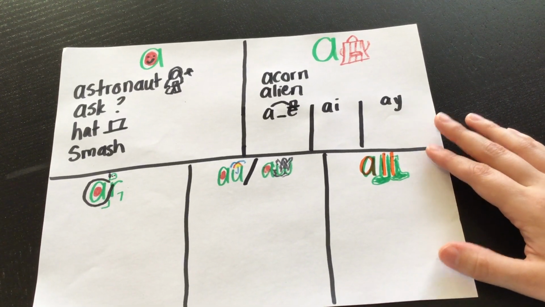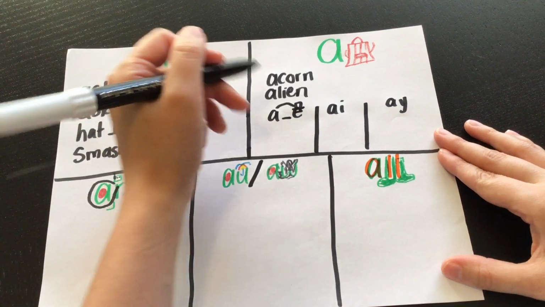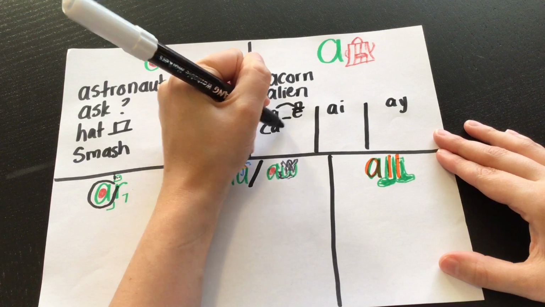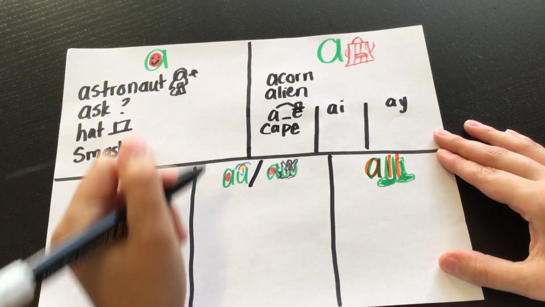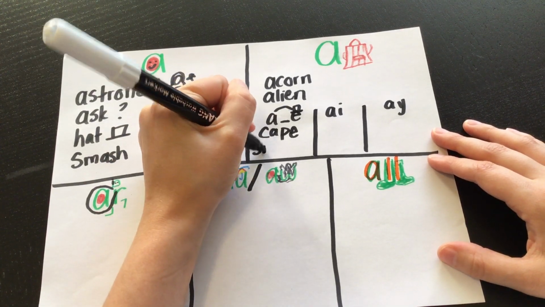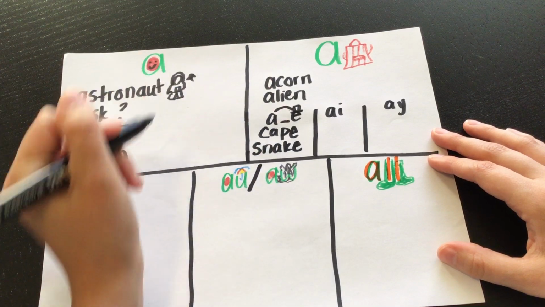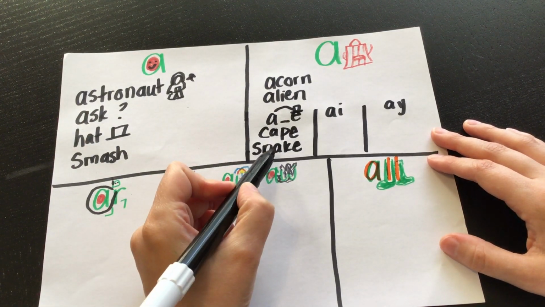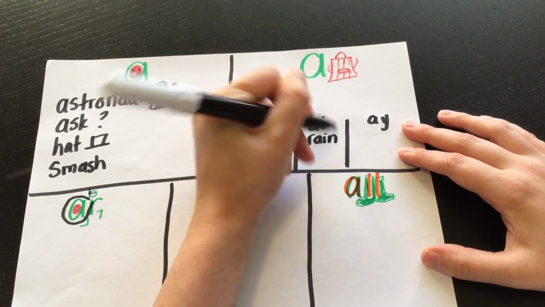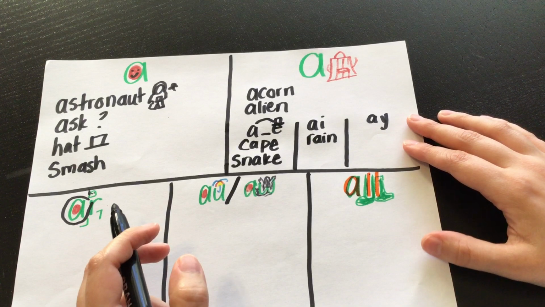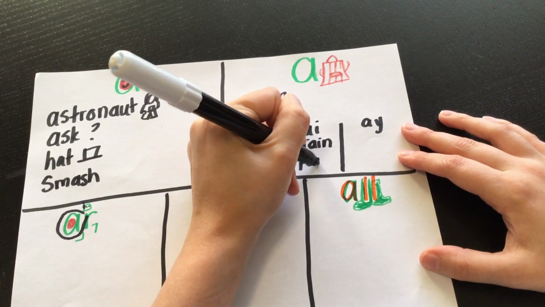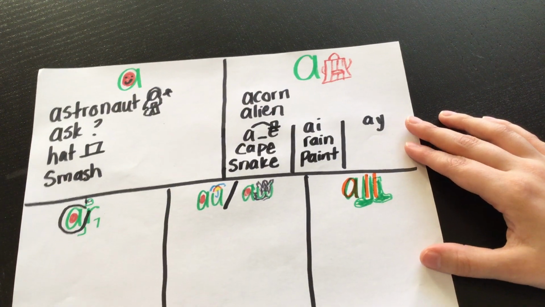So let's think of some A magic E words, right? Something like cape, right? We hear that Mr. A sound in cape. Or snake, right? We hear that Mr. A sound. AI words, we've got words like rain, right? Or rainbow or train or weight. We also have words like paint, painting.